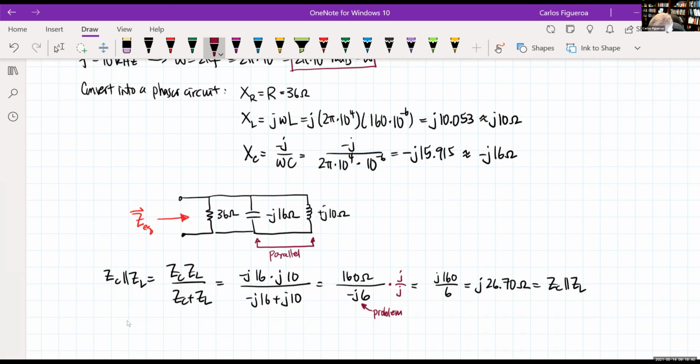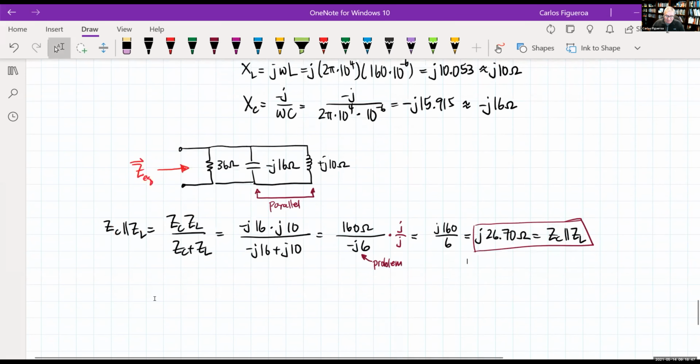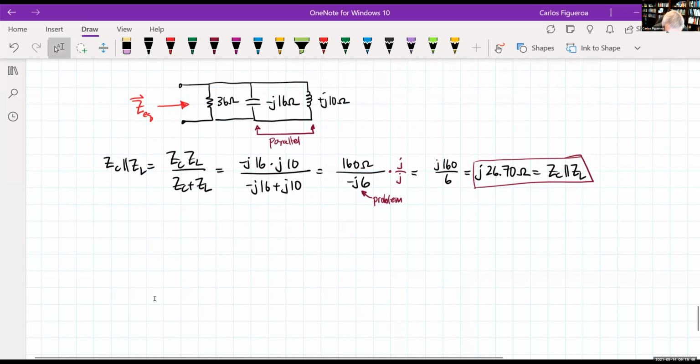So now I did the first part. So let's go do the next part here. Now what I really have is that Z equivalent is really the 36 ohm parallel to this guy.